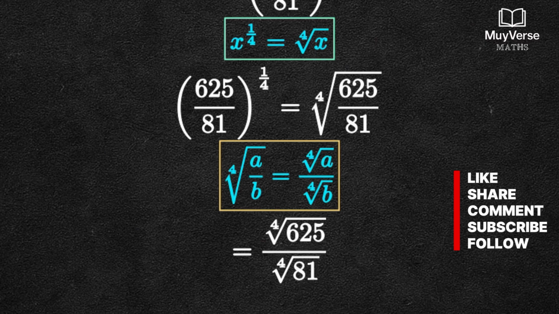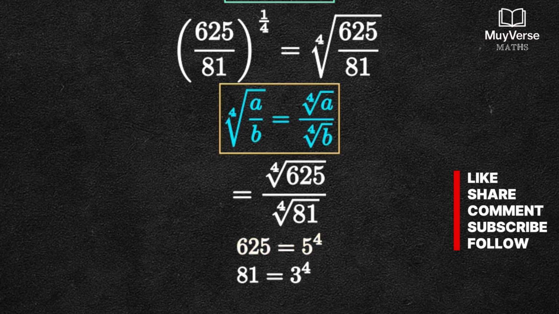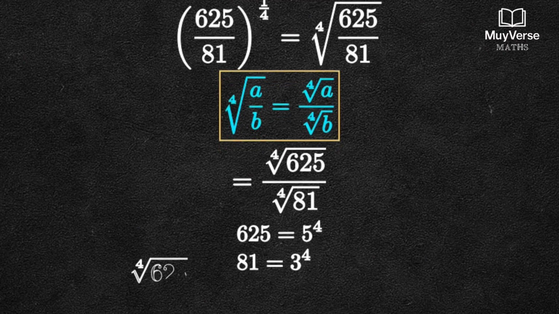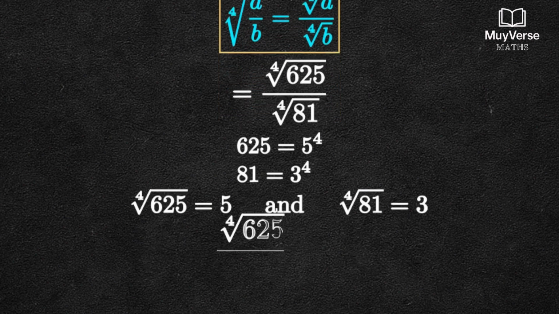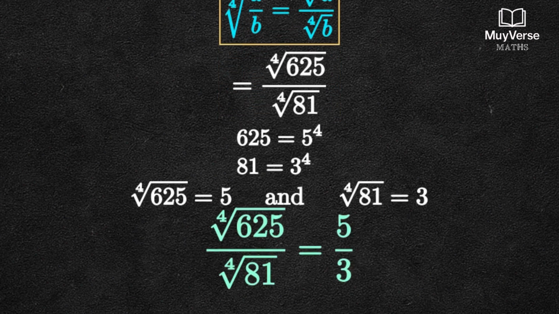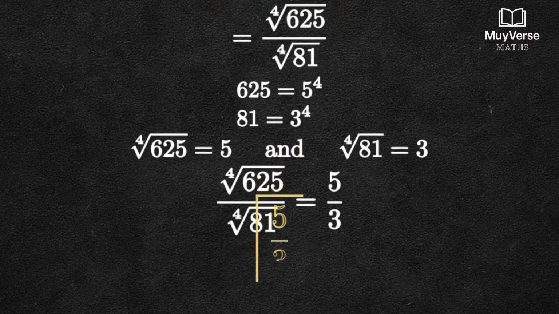Step 3. Recognize perfect 4th powers. 625 equals 5 to the 4th, and 81 equals 3 to the 4th. Therefore, the 4th root of 625 is 5, and the 4th root of 81 is 3. So the fraction becomes 5 over 3. Final answer: 5 over 3.